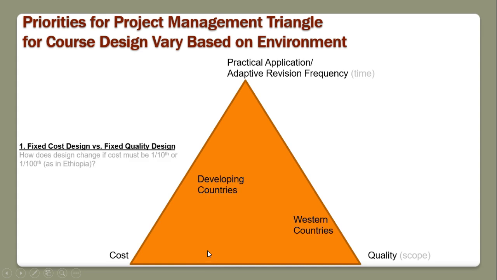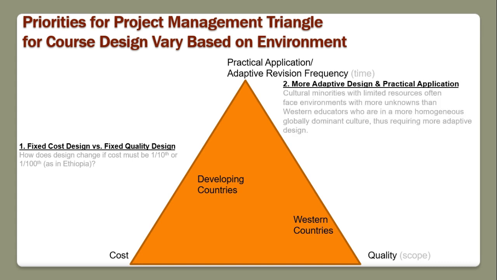So why this is important is in the majority world, in the developing countries, they follow what's called fixed cost design. Here in the US and in most of the Western world, we follow fixed quality design. So how does design change of a program if it must cost a 100th of the US price? So in Ethiopia, most schools will typically only cost $500 in total. You're going to have a different type of design. Textbooks in the US usually cost more than that for a year. So you have to say, okay, what sort of costs are we designing for?